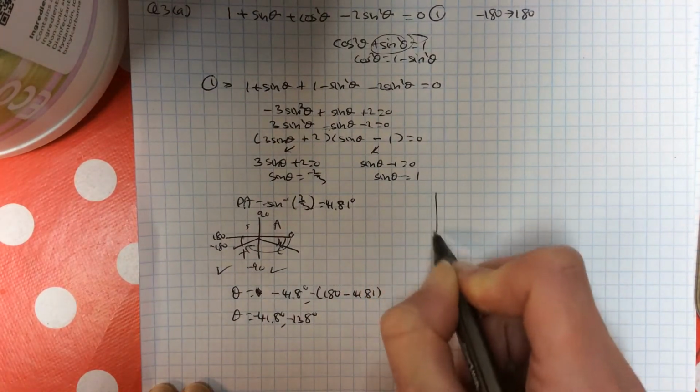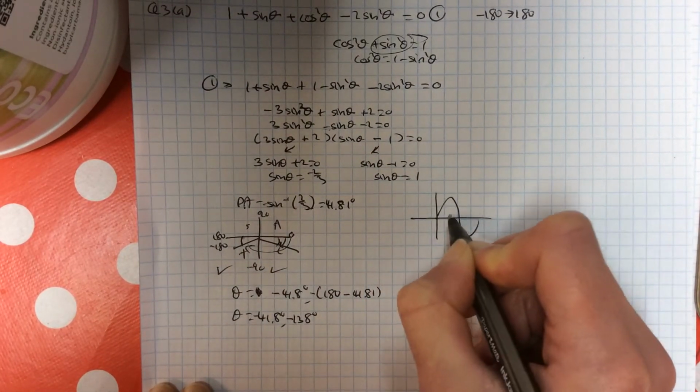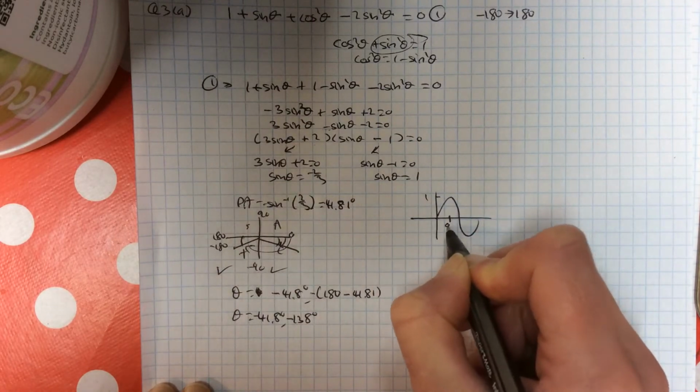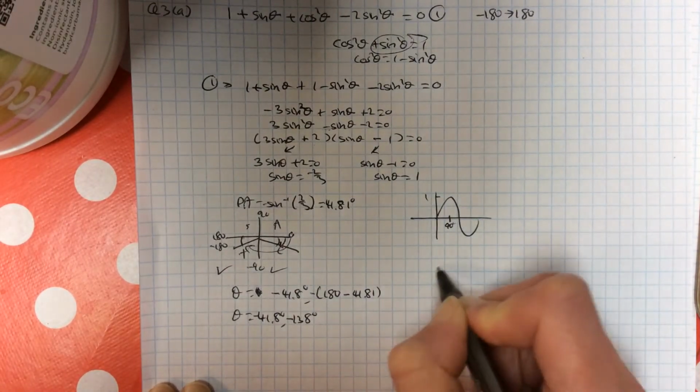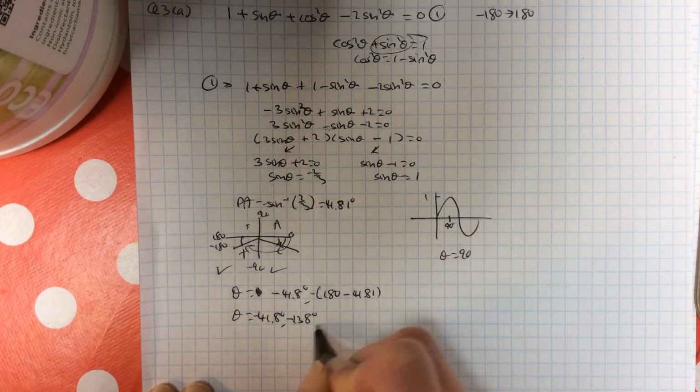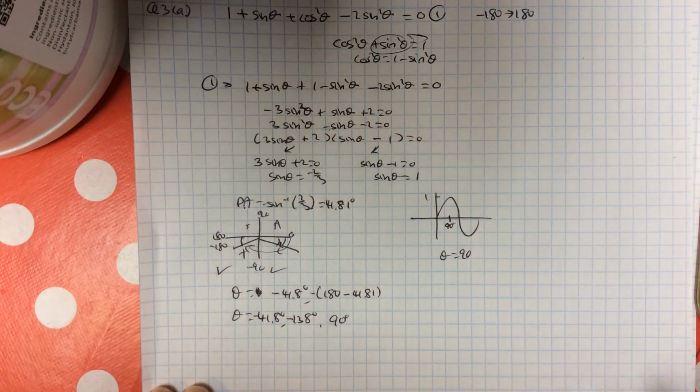Over on this side, I would draw the graph. It equals 1 when we're at 90 degrees. So theta equals 90 is your other answer.